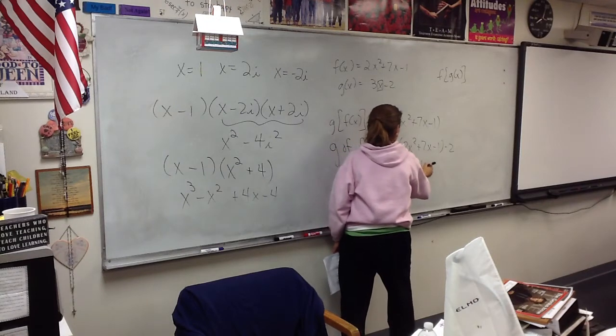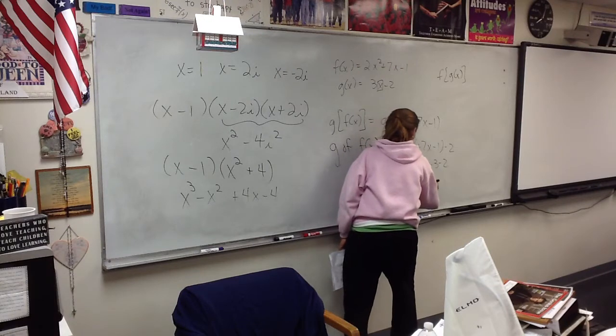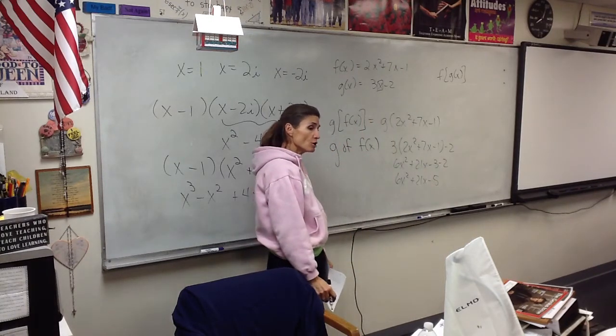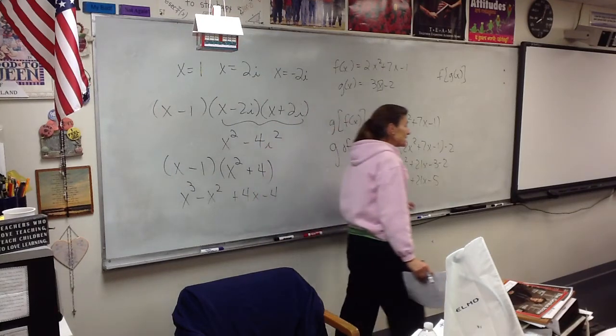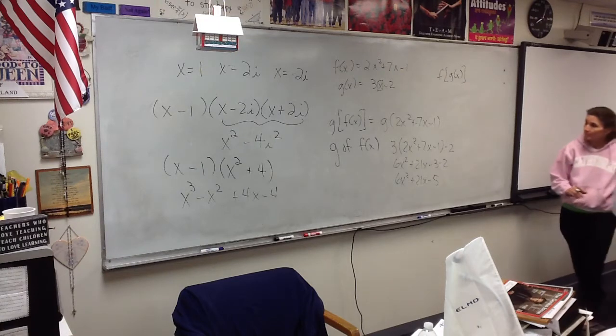6x squared plus 21x minus 3 minus 2. 6x squared plus 21x minus 5. Now stop. We did something like that earlier, and I cautioned you. Does anything in the directions say solve? Nope. Is that thing set equal to 0? No. So you are done at this point. Okay? You are done at this point.